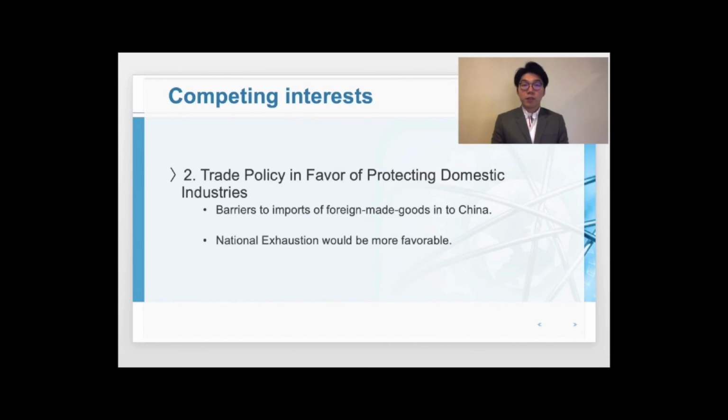Second, critics have accused China of adopting trade policies that use the rules of international trade to gain a competitive edge in the modern global economy. Adoption of national exhaustion would protect China's domestic manufacturers from foreign import competition and allow China to develop its domestic industries in a protected environment.